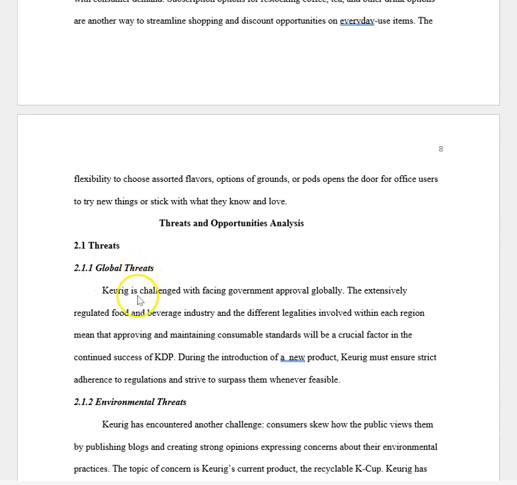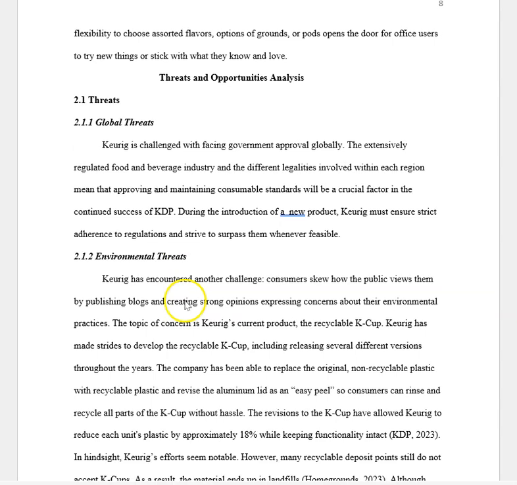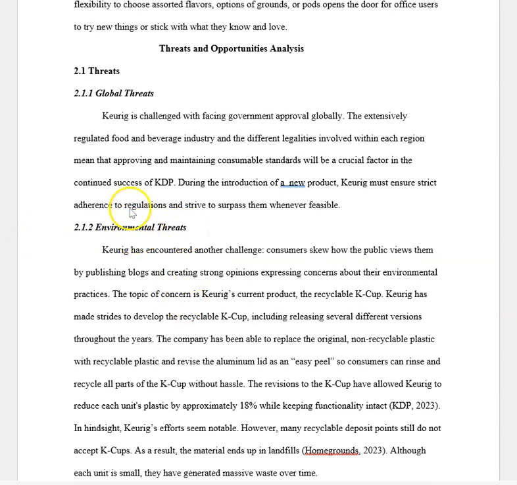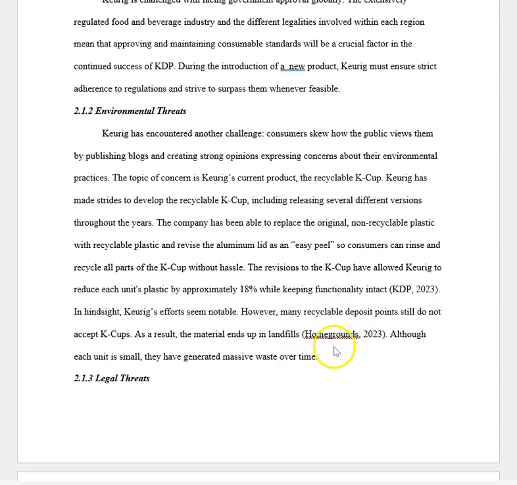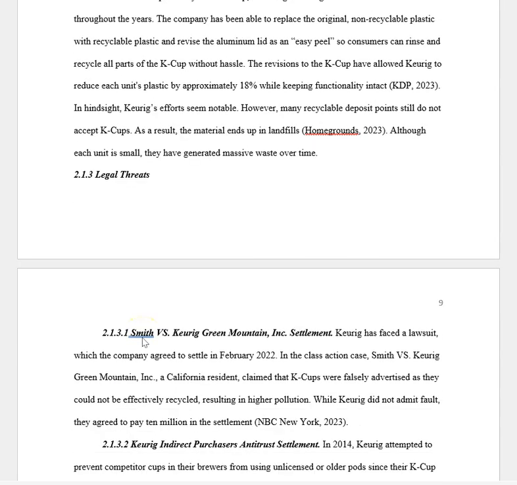And so they're briefly mentioning some of the global threats, environmental threats. Again, that's a subordinate heading to threats, so that's why it's still left justified and in italics with major words capitalized. They did a nice job citing their sources here. Again, another threat, so it's a level 3 APA heading, and it's left justified, and it's in italics.